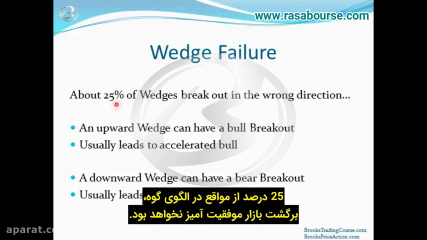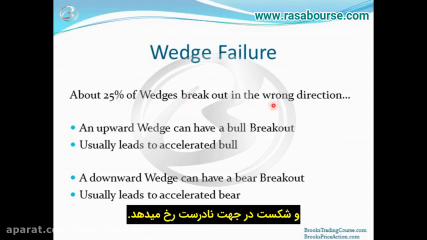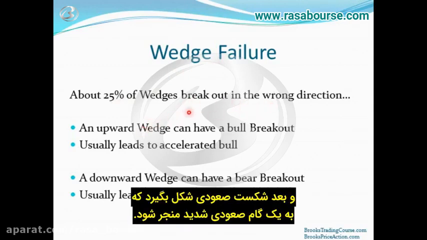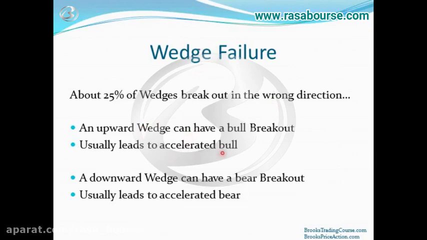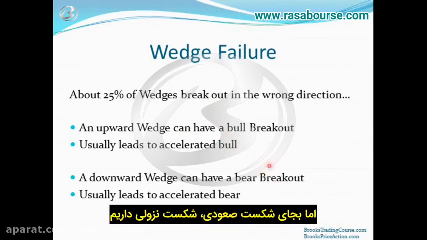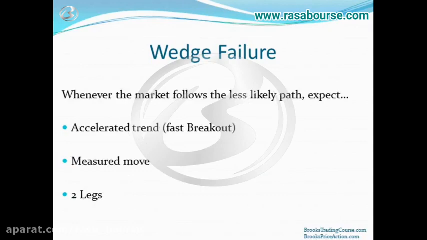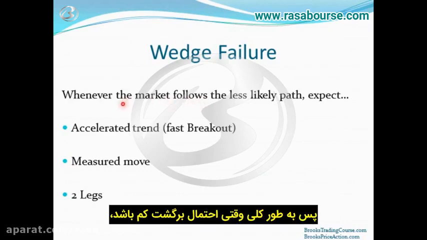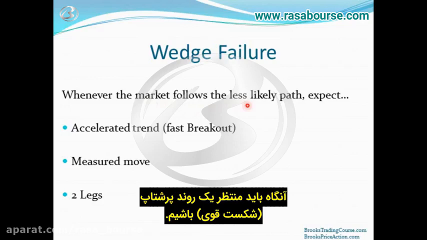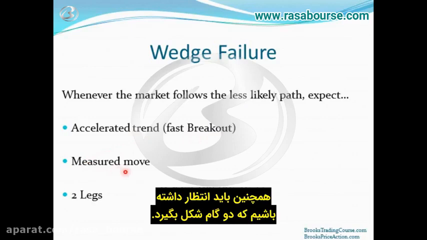About 25% of times, the wedge reversal fails, and the breakout occurs in the wrong direction. So in other words, you can have a bull wedge and then a successful bull breakout leading to a new leg up and an accelerated bull. You can have a bear trend and then a wedge bottom, and instead of breaking to the upside, it can break to the downside and lead to an even stronger bear trend. In general, whenever the market follows the lower probability path, you should expect an accelerated trend, a fast breakout, a measured move, and 2 legs.